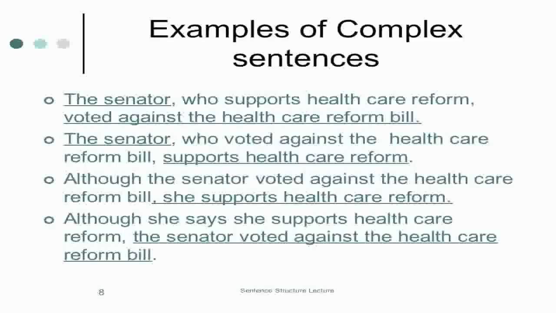On the other hand, maybe you're running against the senator in the next election. You want to emphasize that she voted against the bill, so you would say it the other way. You would say, although she says she's in favor of health care reform, the senator voted against the health care reform bill. Voting against the bill becomes the main idea in this sentence.